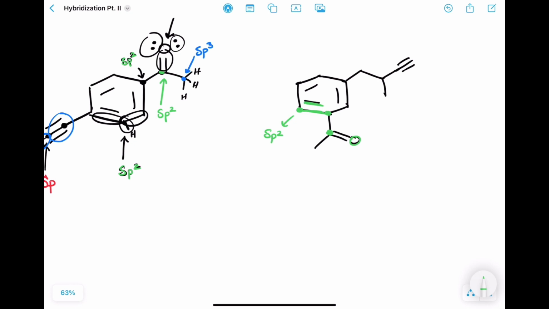This carbon right here has a double bond to the oxygen, so that's going to be sp2. This oxygen has a double bond to the carbon, so that's sp2.